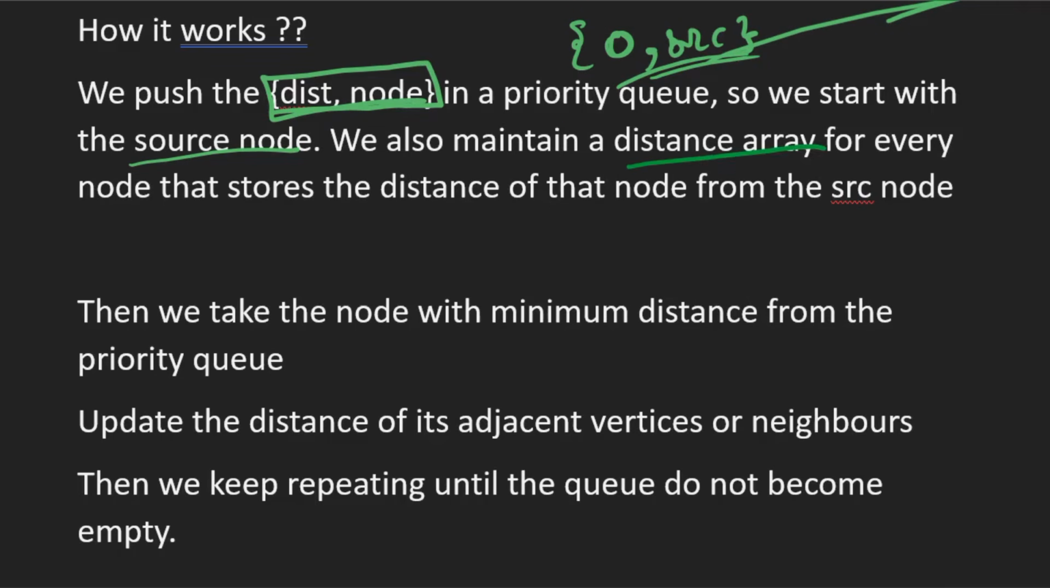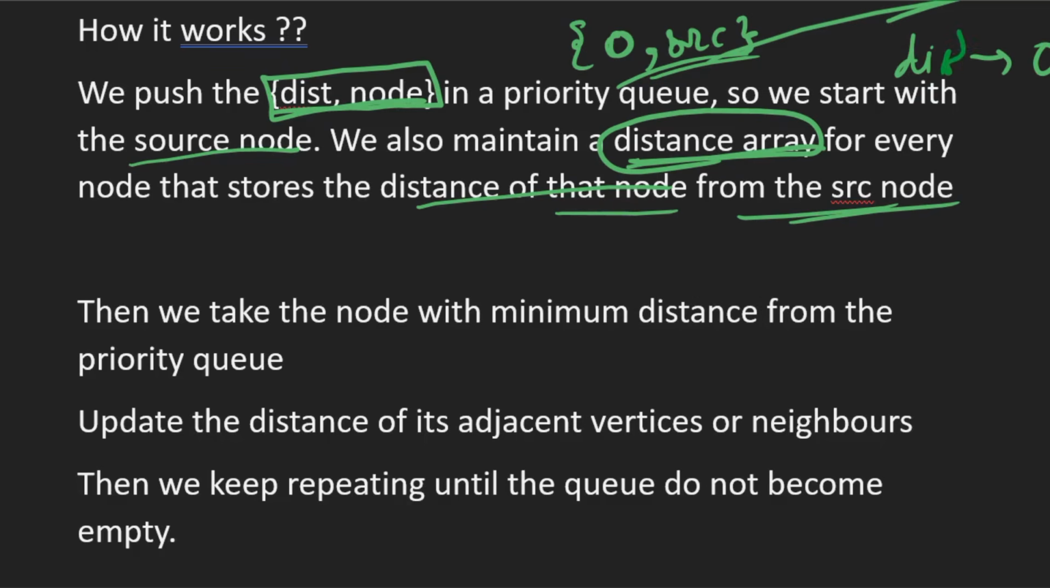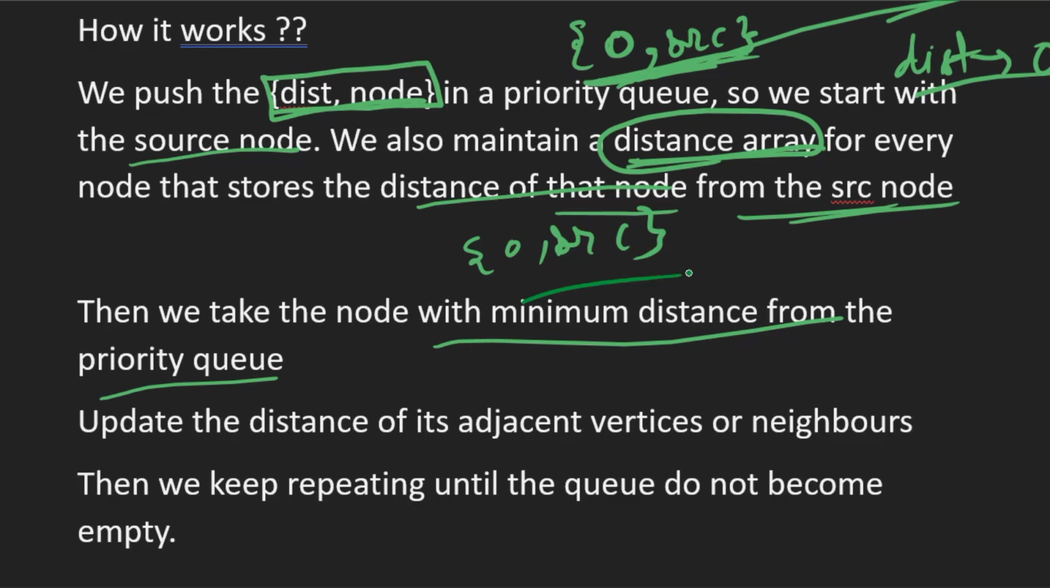And we also maintain a distance array, which will store the distance of every node from the source node. So the distance of source will be 0, because the distance from itself is 0. Then we first take the node with the minimum distance from the priority queue. Initially we have only one node, that is 0 comma source. So we have taken the source node.